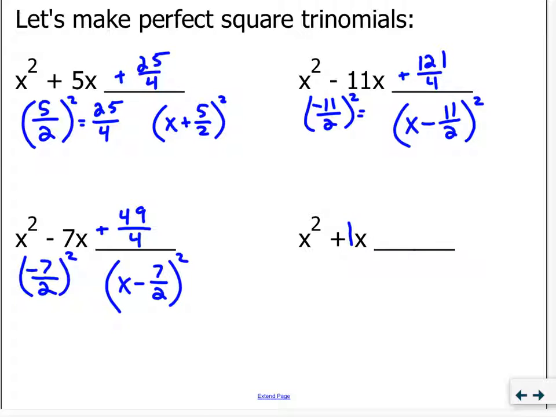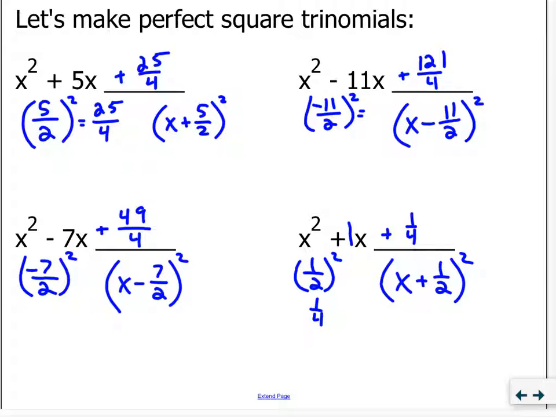Oh, did you remember that there's a 1 in front of that? So I'm taking 1, dividing it by 2, and squaring it. And that's going to give me 1/4. So I get a plus 1/4 here. When I factor it, it factors to the square of x plus 1/2.